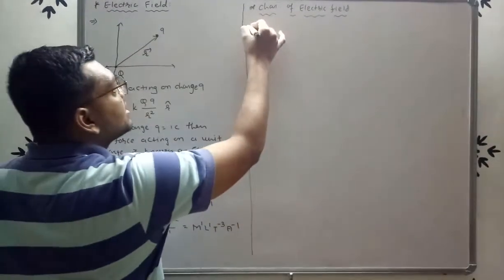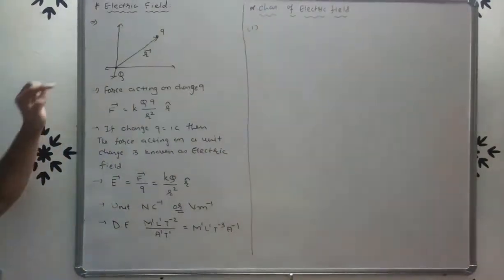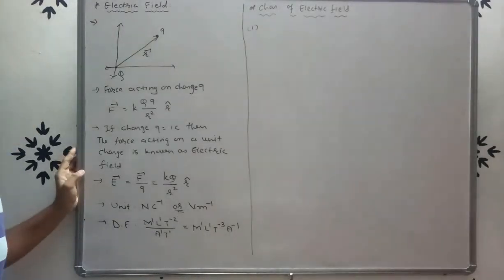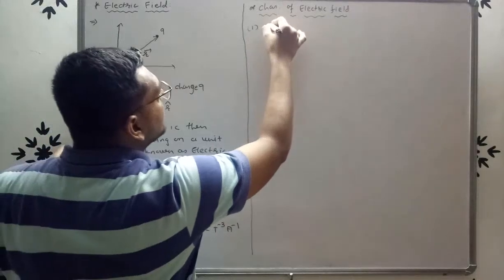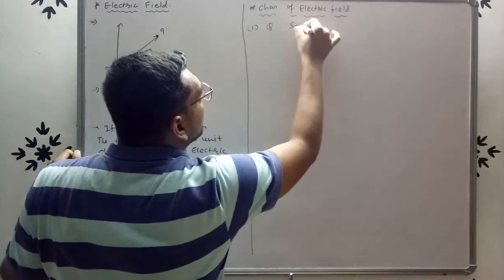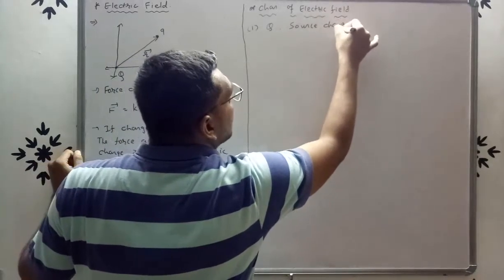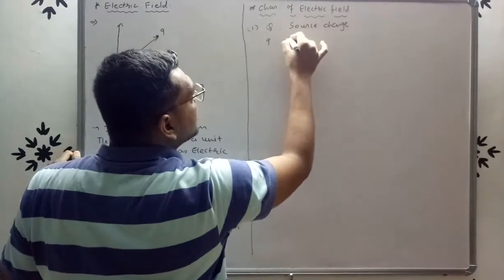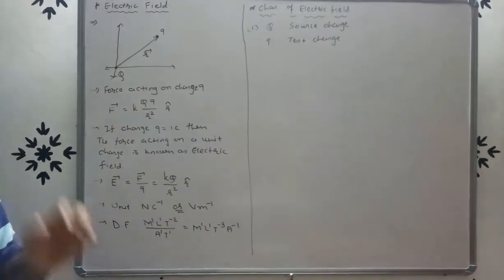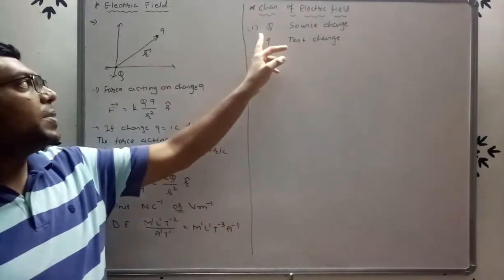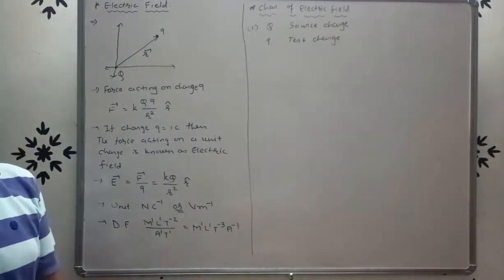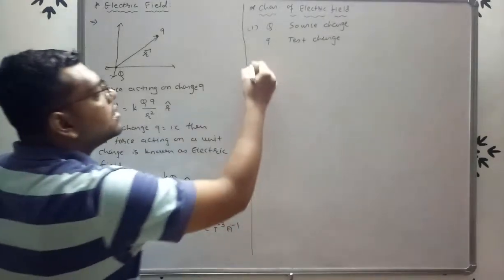So the first characteristic is here, this capital Q charge is known as source charge, right? And this small q charge is known as test charge, right? So the first point is here, capital Q is known as source charge and small q is known as test charge.